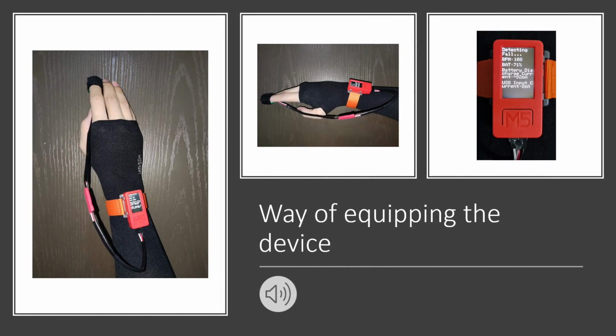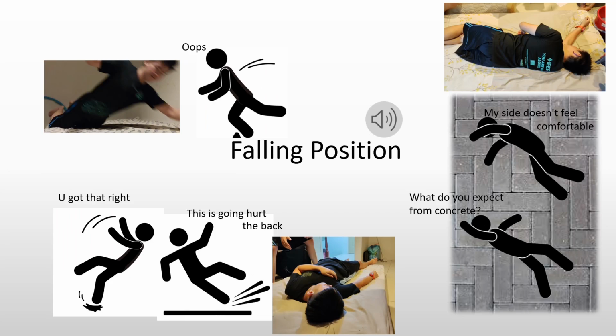Now I'll be presenting on how the device is tested. First, as shown on the slide, is how we equip the device before testing. The left image shows the top view, the middle image shows the side view, and the last image on the right shows the default state of the device screen when testing. It is noted that we have two tests. One is the falling position test and the other is the daily life activities test. For the falling position test, we decided to have 3 different falling positions.